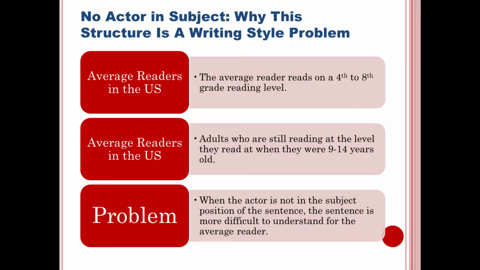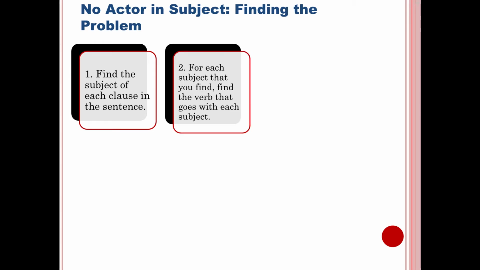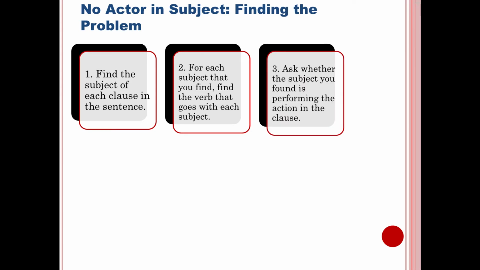So we want to move the actor from wherever it is in the sentence and try to put it in the subject position. So how do we do that? Well, first we have to find the subject of each clause in the sentence. Remember, a sentence can have multiple clauses. For each subject that you find, you need to find the verb that goes with that subject. Then, ask whether the subject you found for that verb is actually performing the action in that clause.